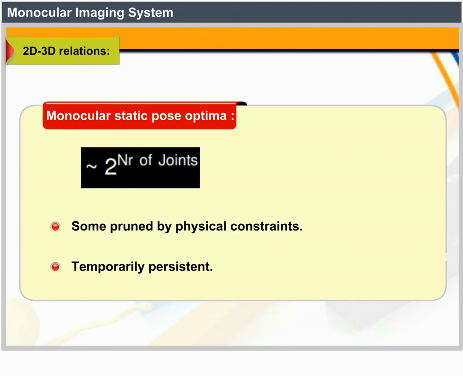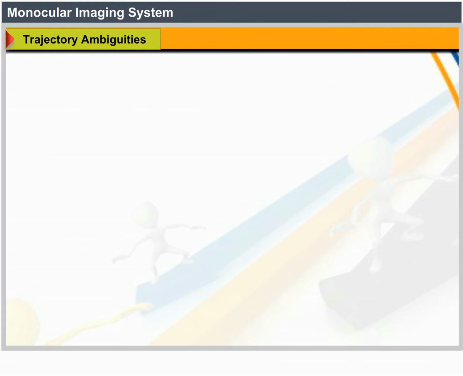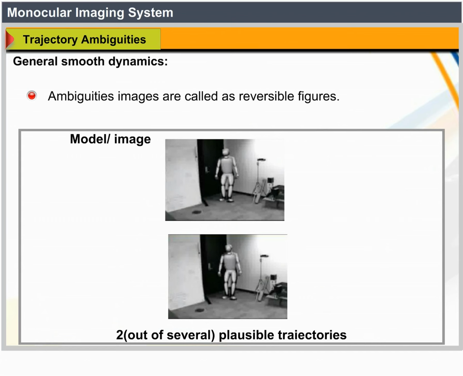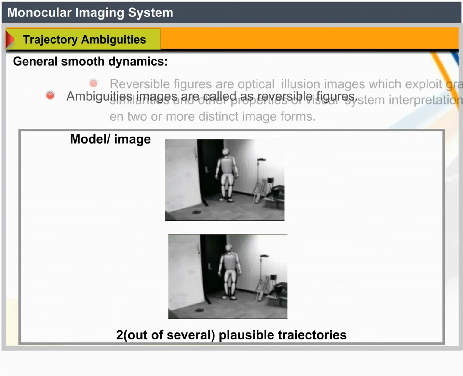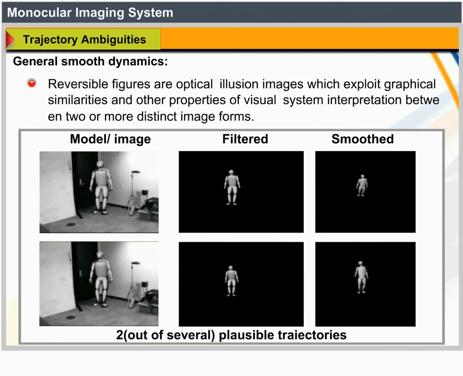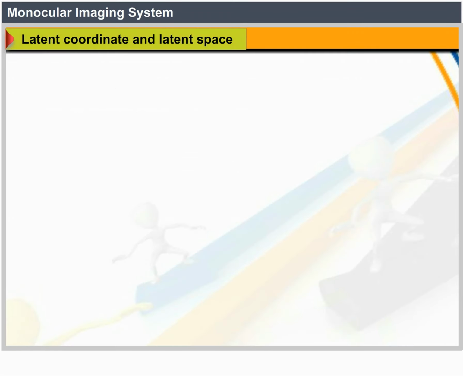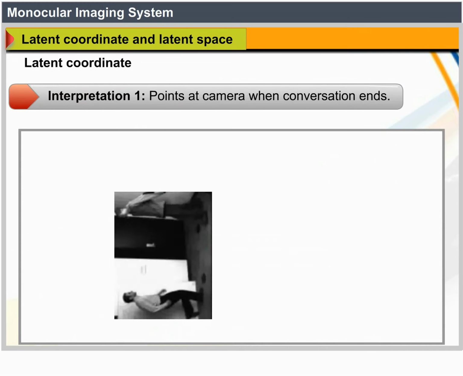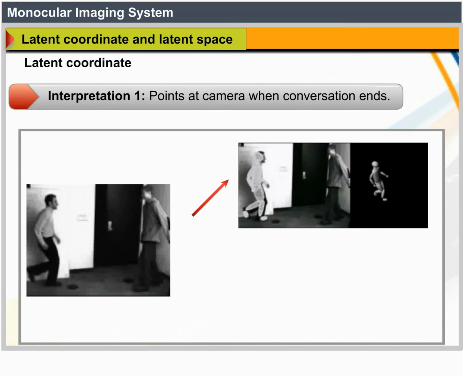Trajectory ambiguities. General smooth dynamics. Ambiguous images are called reversible figures. Reversible figures are optical illusion images which exploit graphical similarities and other properties of visual system interpretation between 2 or more distinct image forms. Latent coordinate and latent space. Interpretation 1: points at the camera when the conversation ends. Interpretation 2: it says salute when the conversation ends.